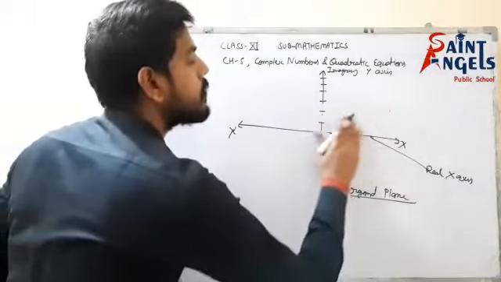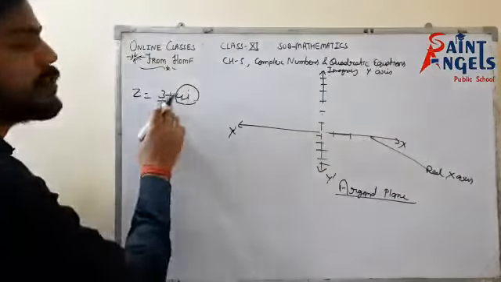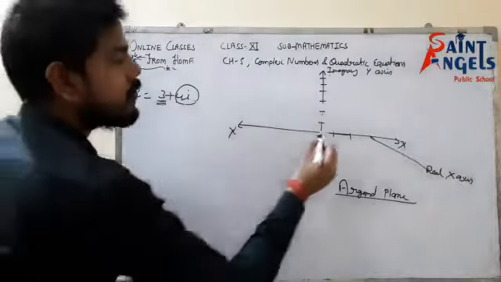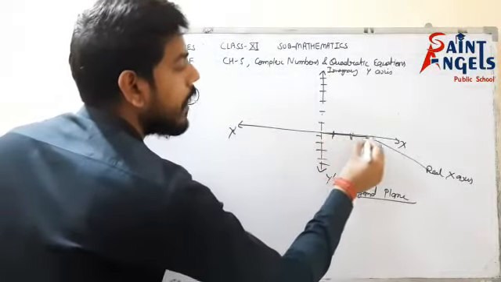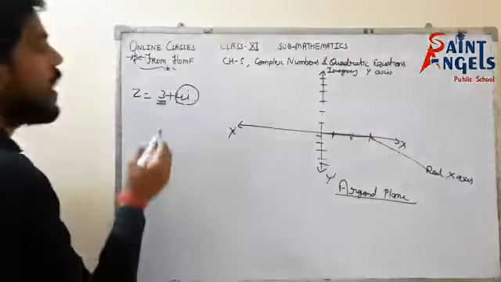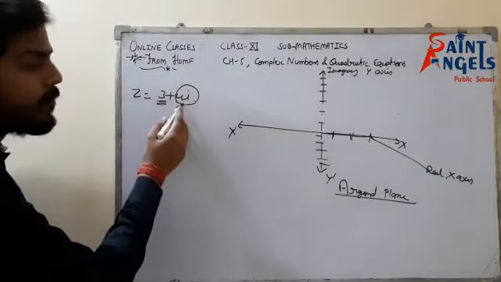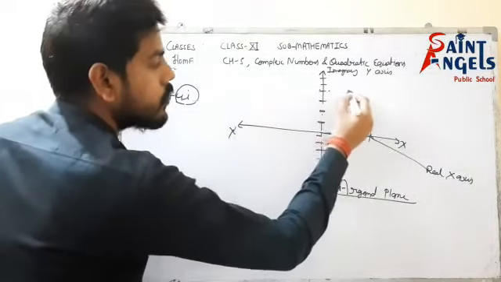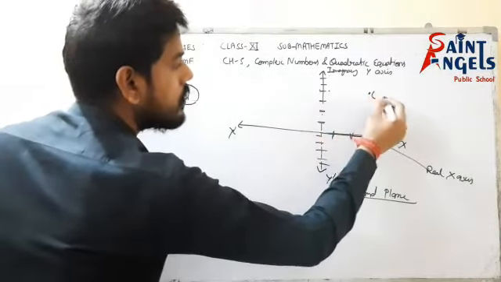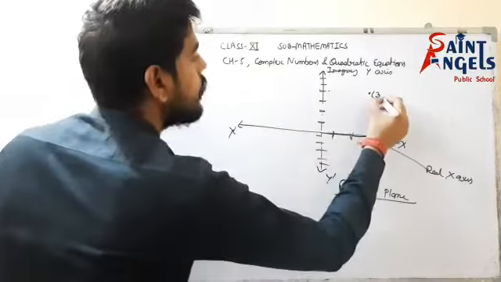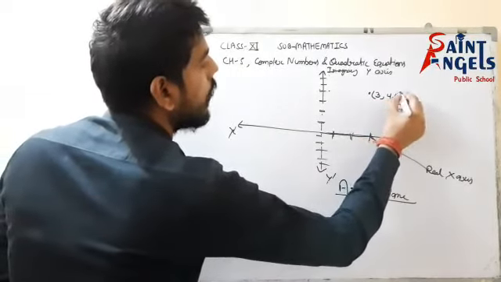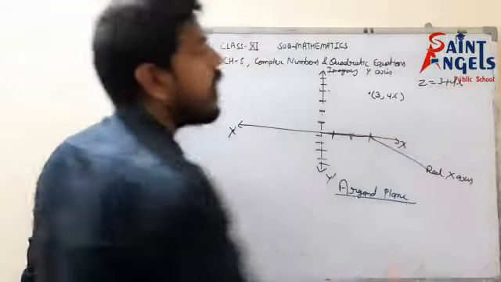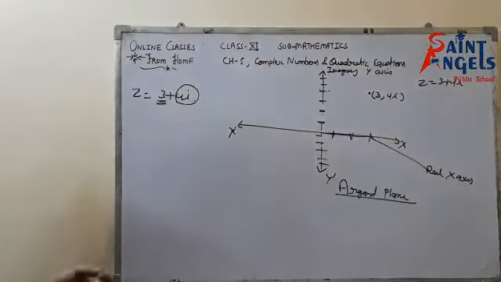So if I have to represent a number like 3 plus 4i, on the x-axis the distance is 3 units: 1, 2 and 3. This is the point on the x-axis. And on the imaginary y-axis, the point is 4i: 1i, 2i, 3i, 4i. So my point is this. This is the point 3 comma 4i, and this number is z equals 3 plus 4i. That is how we can represent a complex number in the Argand plane.